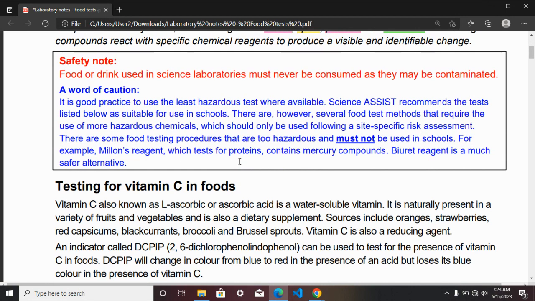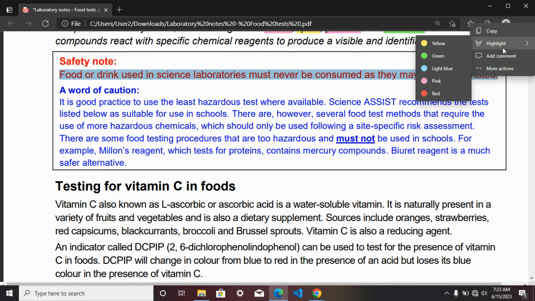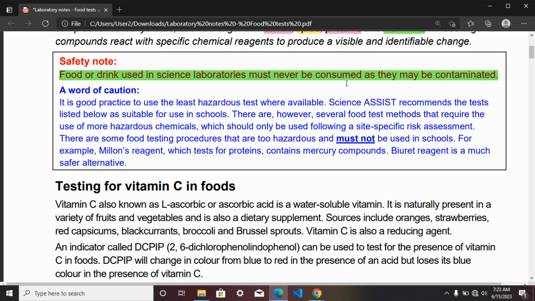So we have to first take the safety note. Food or drink used in science laboratories must never be consumed as they may be contaminated. When you're in the laboratory, the food that you're using for testing is not for dietary consumption, or not actually for eating, because it might be contaminated by some of the chemical solutions which are present in the lab.